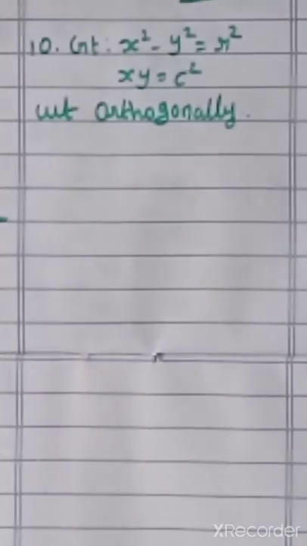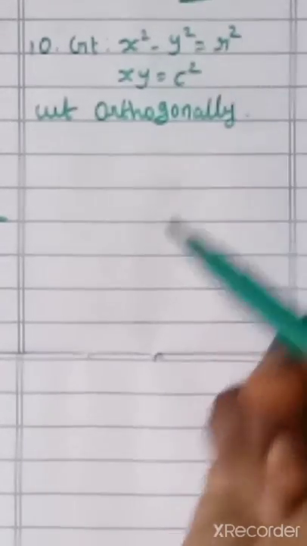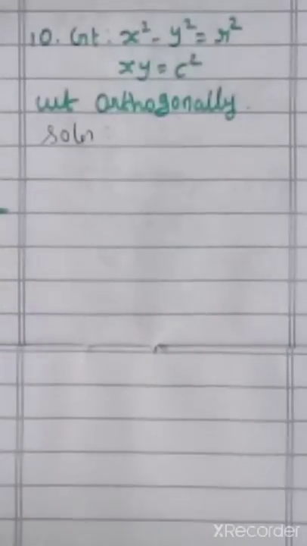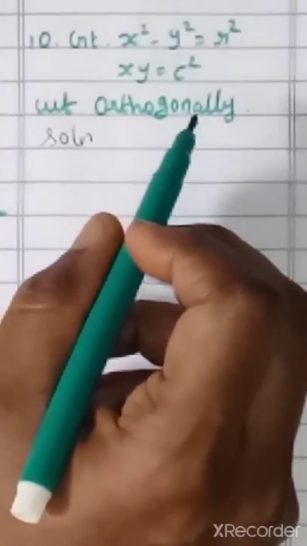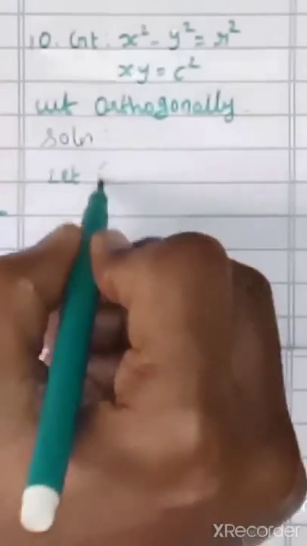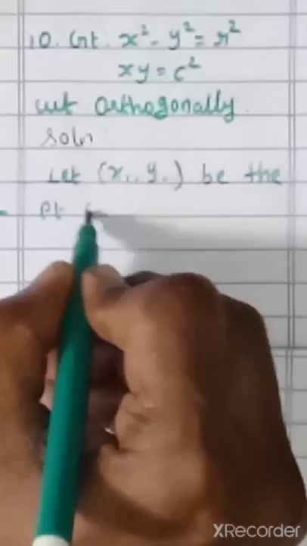Last question. Show that the two curves x square minus y square equal to r square and xy equal to c square, where c and r are constants, cut orthogonally. So what we are going to prove is that these two curves cut orthogonally. How can we start the solution? Since we have to prove they cut orthogonally, first we have to find out the point. Orthogonally means perpendicular condition. So here, let x1 comma y1 be the point of intersection.